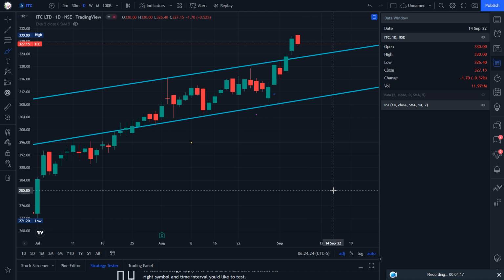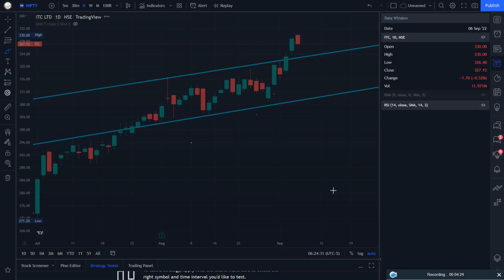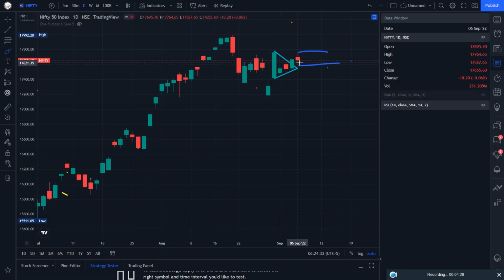So this is about the new learning points, and the main important part of this video is the symmetrical triangle in Nifty 50 and taken reaction, right? So always wait for the reaction after the breakout to save yourself from the fake breakout.